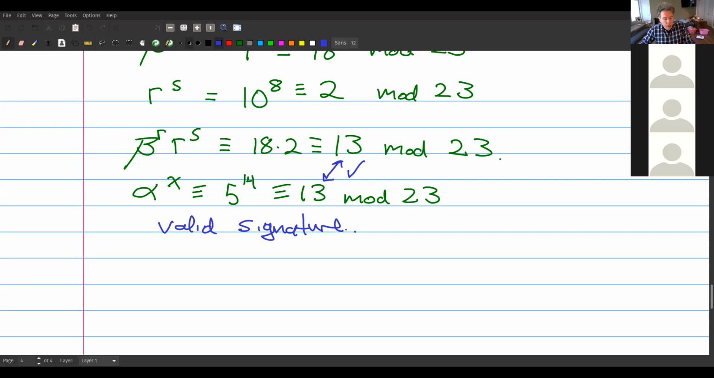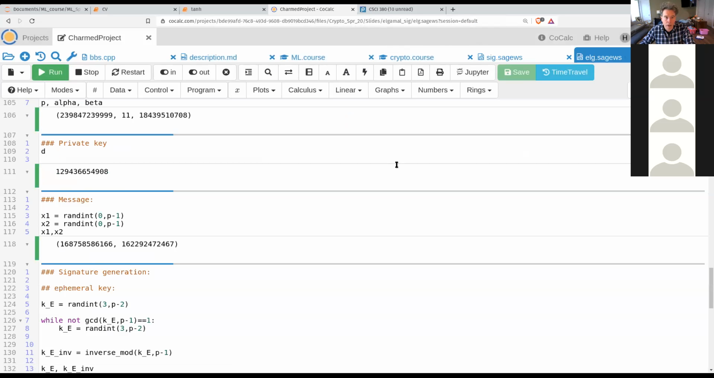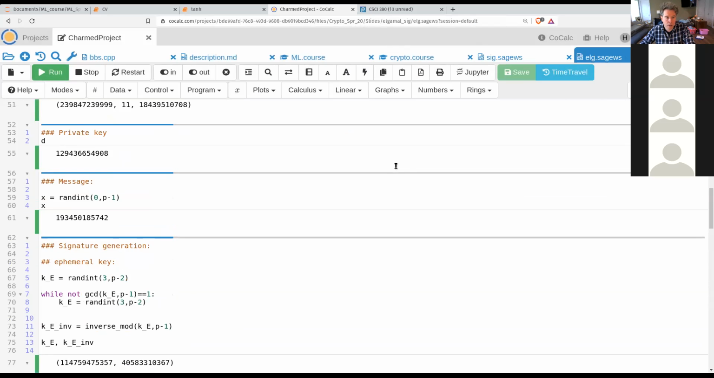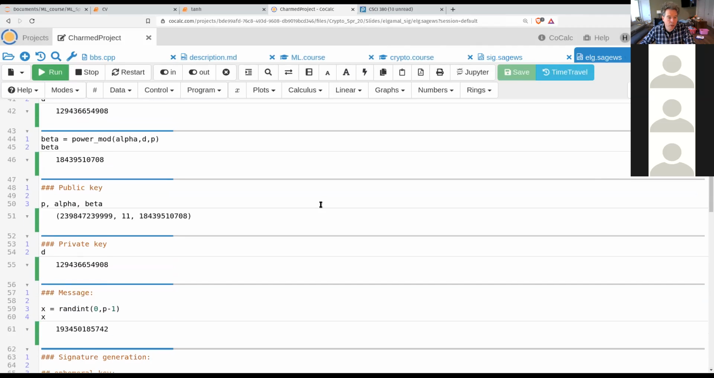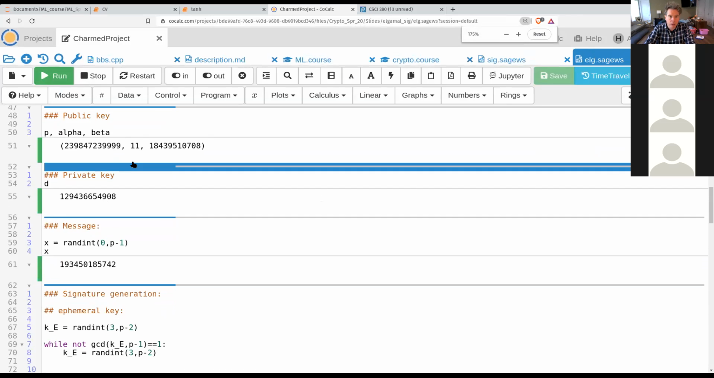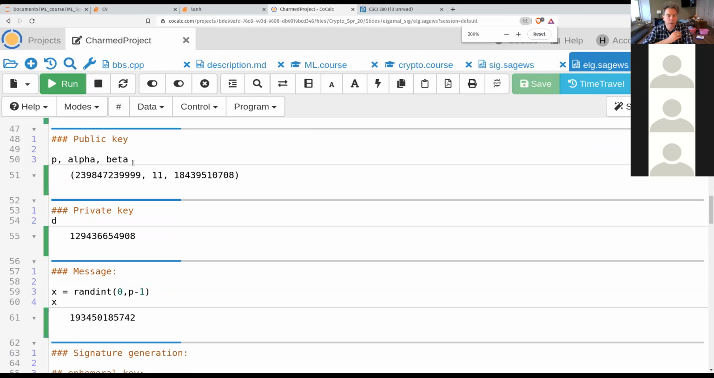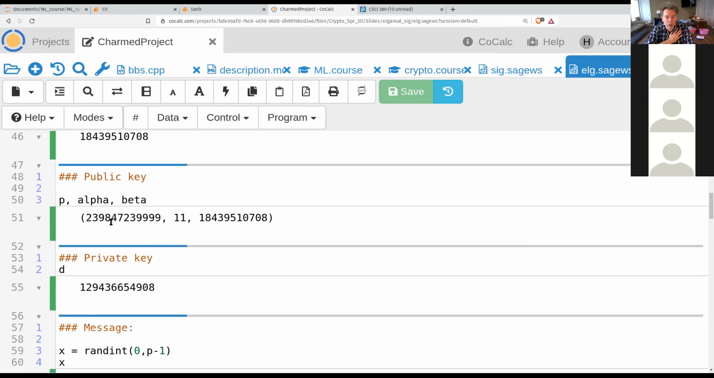All right, I know all of that is really complicated. I also implemented it in Sage over here, in case you're curious. That's just parameter generation. Here it is for slightly bigger numbers. So now P is this big random number.